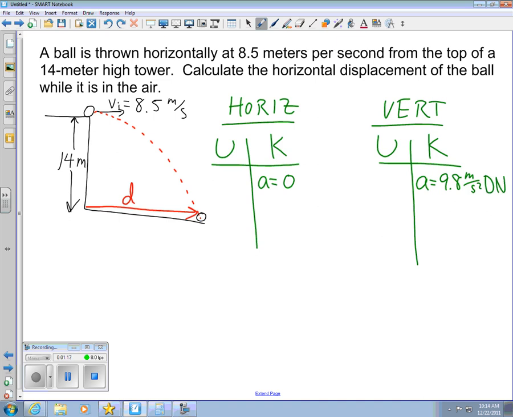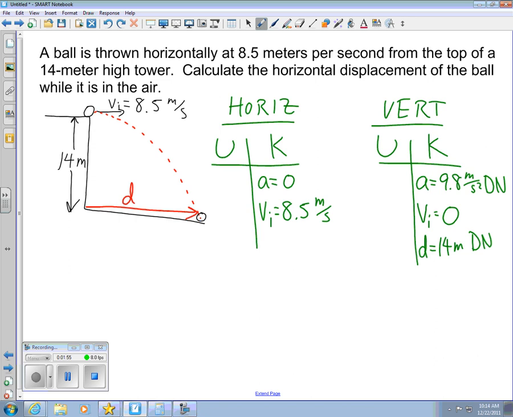All right, then because this is a horizontally launched projectile, an HLP, we also know that the initial vertical velocity is 0. When it's launched, it's not going up or down, it's only going horizontally. All right, now we start looking at the actual problem, and we'll put in the information that is given to us. The initial velocity here is horizontal, so I put Vi is 8.5 meters per second. And the displacement, 14 meters, that's down. We know the ball goes 14 meters down, so I'm going to put d equals 14 meters down.